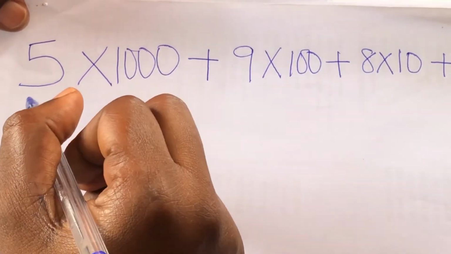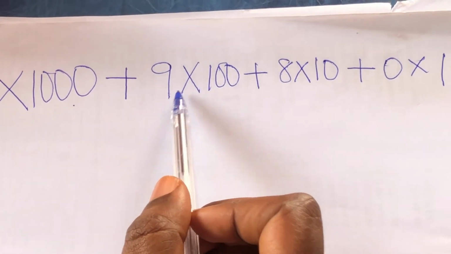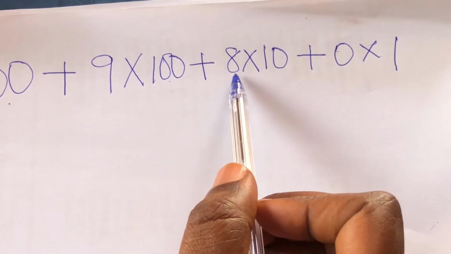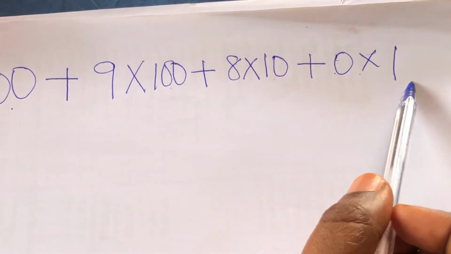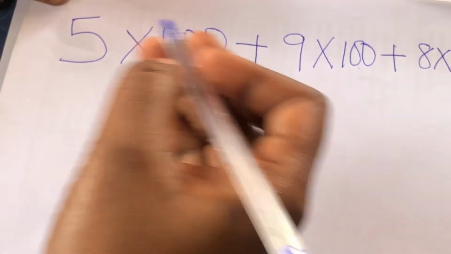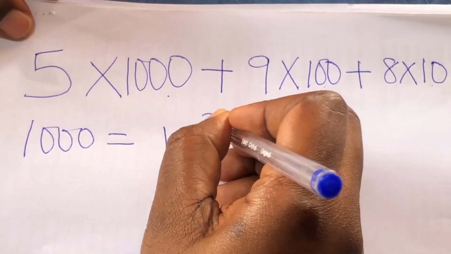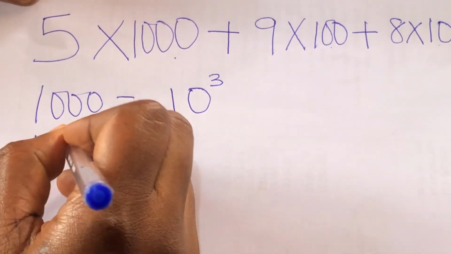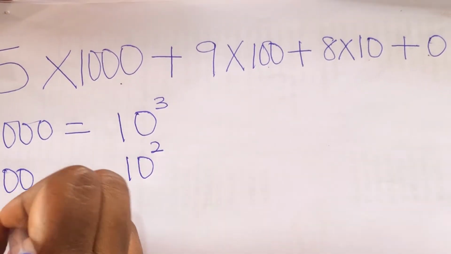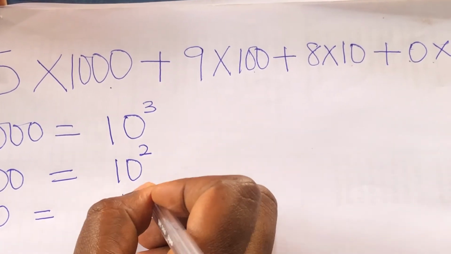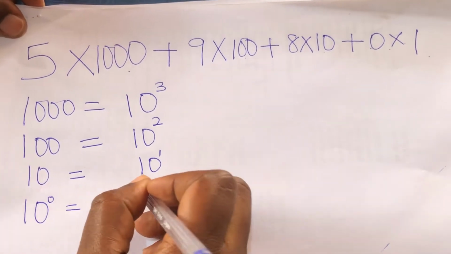So everything, we can now write in power form. 5,000 can be written as 5 times 1,000. And 900 can be written as 9 times 100. And 80 can be written as 8 times 10. And 0 can be written as 0 times 1. So to write in power form, 1,000 will be equal to 10 raised to the power of 3. And 100 will be 10 raised to the power of 2. And 10 is equal to 10 raised to the power of 1. And 10 raised to the power of 0 will be equal to 1.